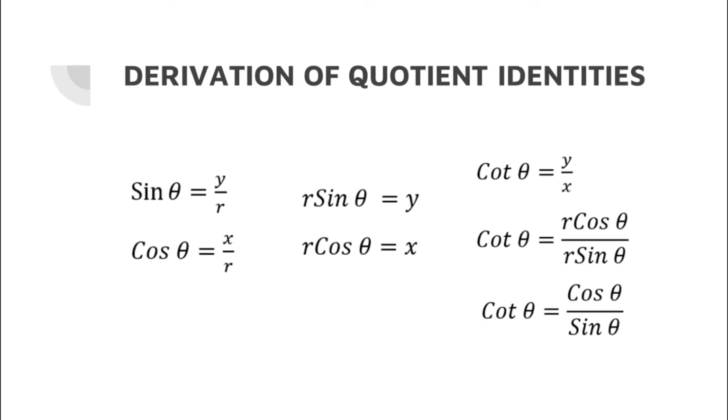The same process is done with cotangent theta, where we would also use the values of sine theta and cosine theta to derive it. This time around, the value of cotangent theta is equal to x over y. And if we substitute x and y, we would get r cosine theta over r sine theta, and if we simplify it, we would get cosine theta over sine theta. From that derivation, we were able to determine the values of tangent theta, which is equal to sine theta over cosine theta, and cotangent theta, which is equal to cosine theta over sine theta.